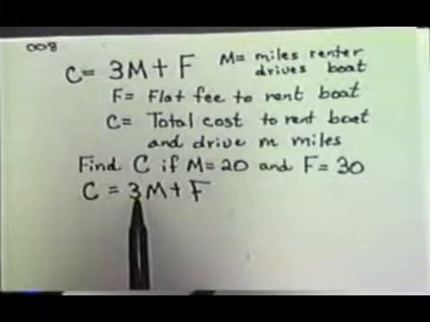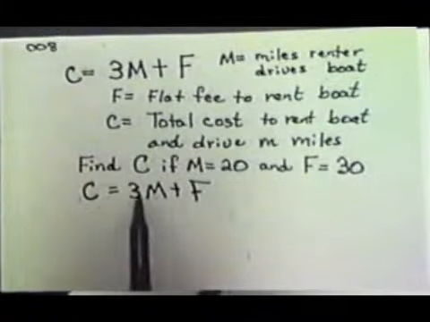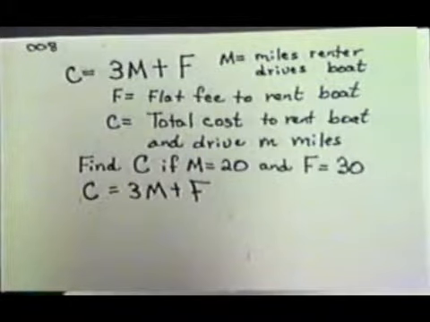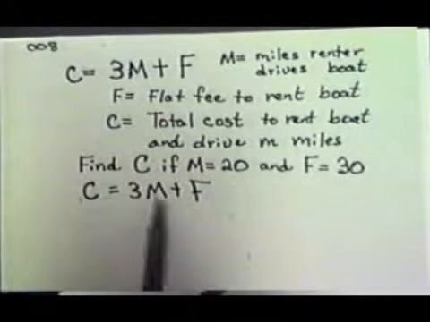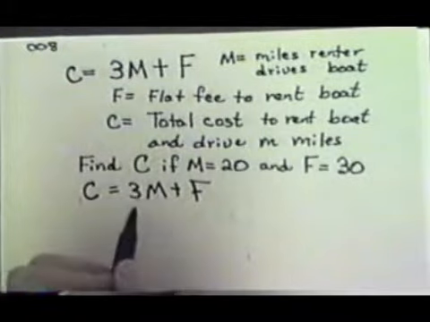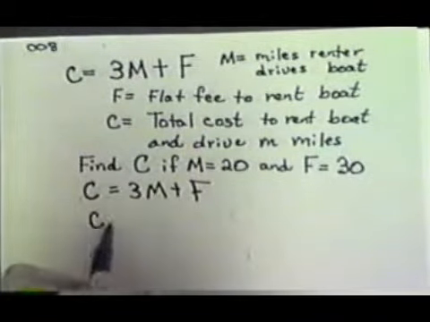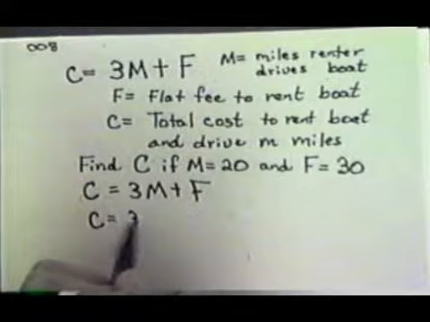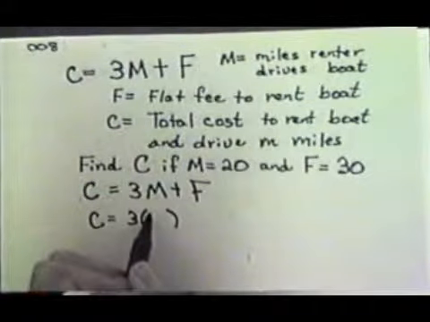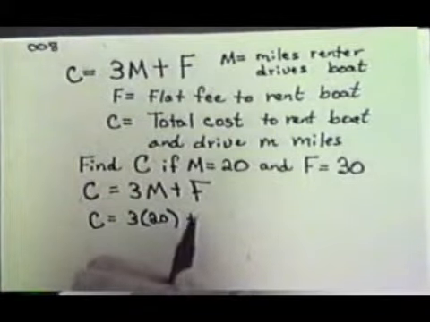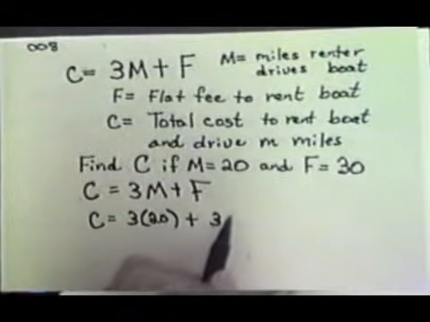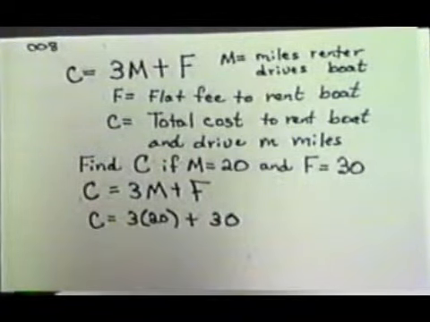Well, when a number like 3 is written right beside a letter, that means to multiply. So we want to multiply 3 by whatever m is, and then add f. So let's fill it in that way. C will be 3 multiplied by whatever m is, and m is 20, plus f is 30. So C is 3 times 20 plus 30.